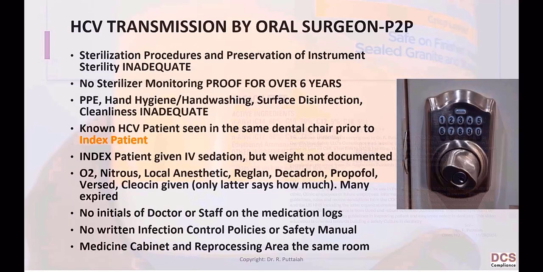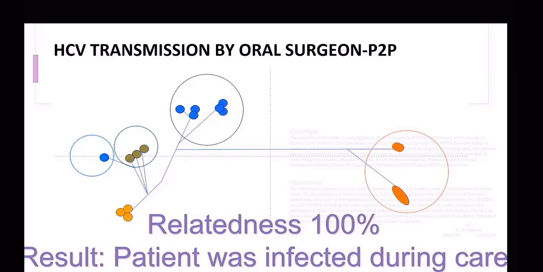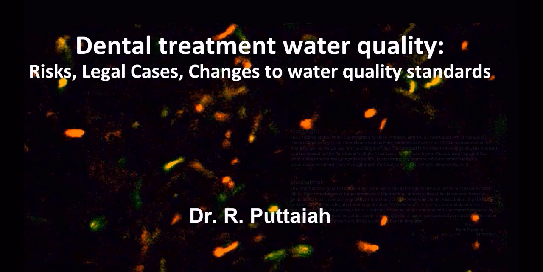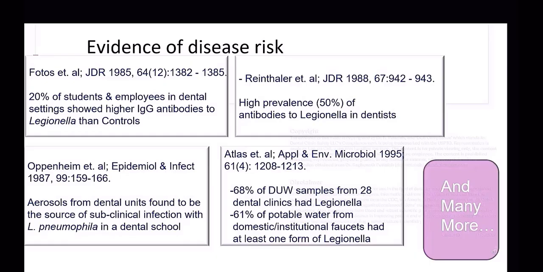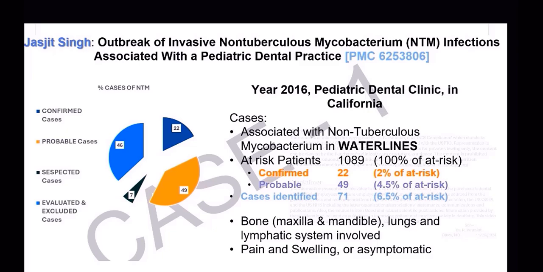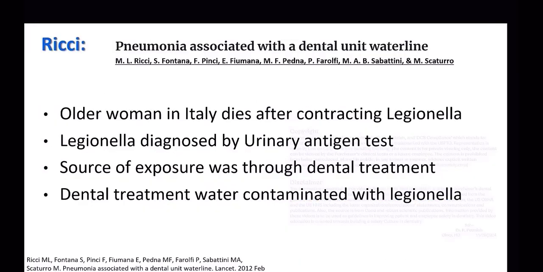Oxygen, nitrous, local anesthetic, Reglan, Decadron, Propofol, Versed, Cleocin were given, but dosages were not recorded. The key factors of this investigation were: here are some cases of risks, sensitization, infections and deaths. Most are gram-negative rods. Not only do they put patients and employees at risk. Rhine-Thaler et al. in 1998 stated that a higher prevalence of children infected with non-tuberculous mycobacterium were hospitalized due to contaminated water.